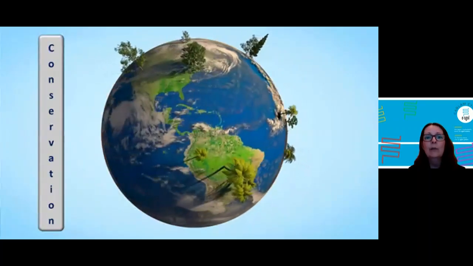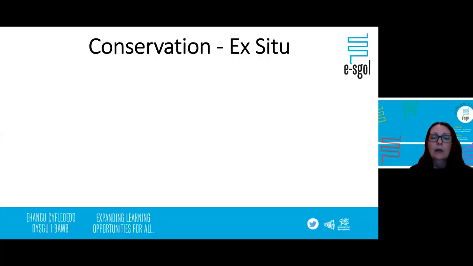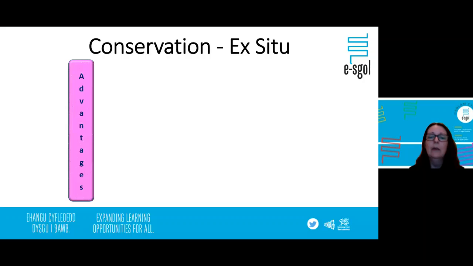Okay, so what can we do in terms of conservation? And this is the next area that we're going to think about and look at the different types of conservation. And there are two types of conservation. There's ex situ and there's in situ. And we're going to look at these examples now. We're going to look at the advantages and the disadvantages.